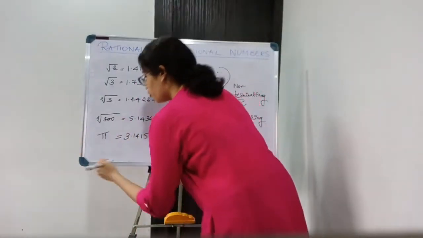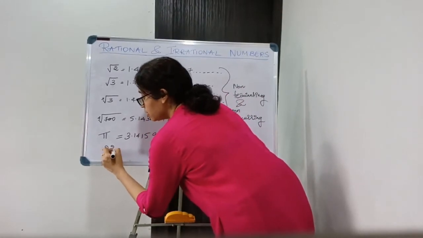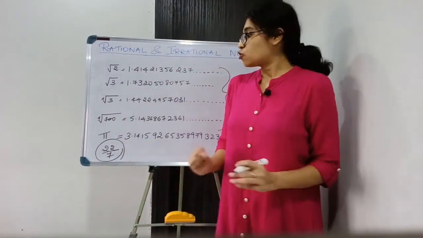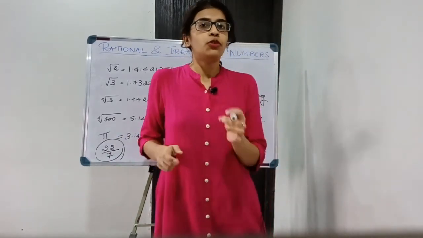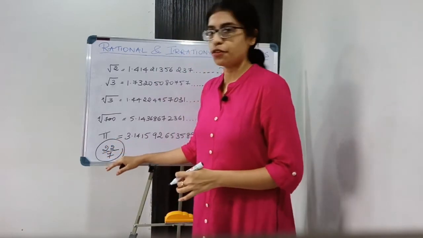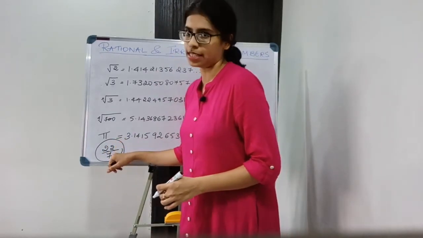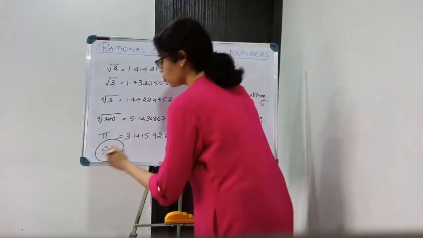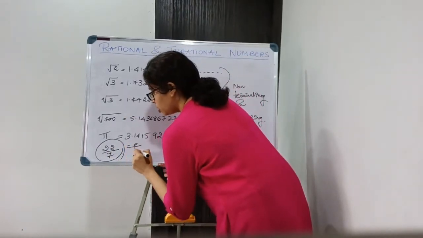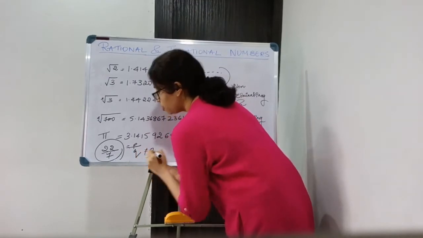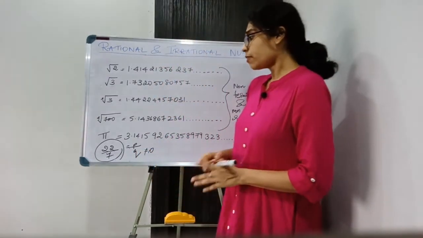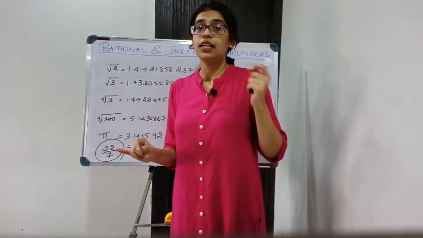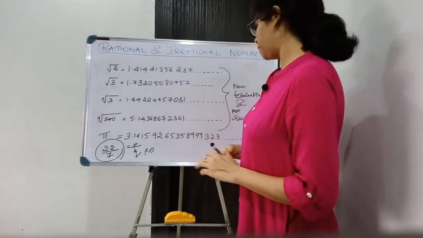Yes, we do round off pi as 22/7, but pi is actually not exactly equal to 22 upon 7. It is just a rounded off number, because if you consider 22 upon 7, it is a rational number because it is a fraction which is of the form p upon q, where q is not equal to 0. Okay, so this is basically a rational number, but pi is an irrational number.